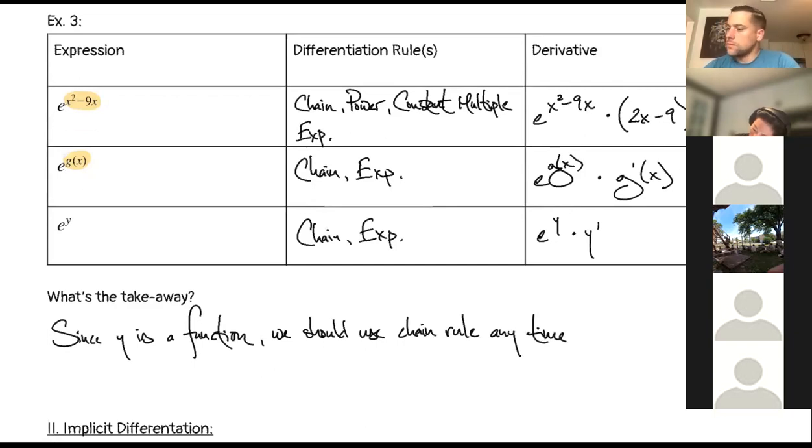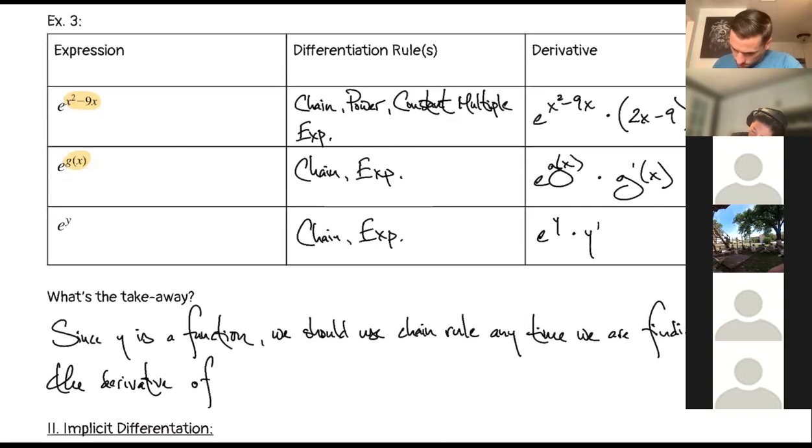anytime we are finding the derivative of an expression with y, okay? So since y is the function, we should use chain rule anytime we are finding the derivative of an expression with y, okay?